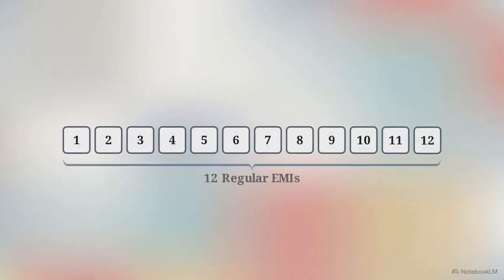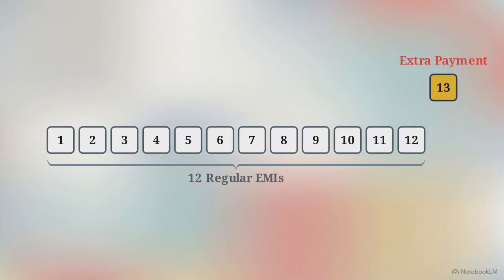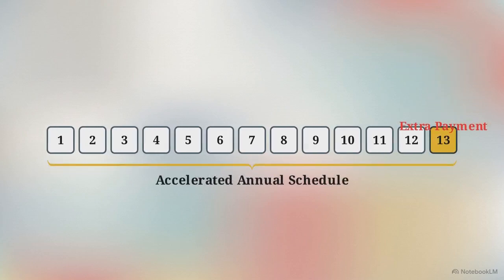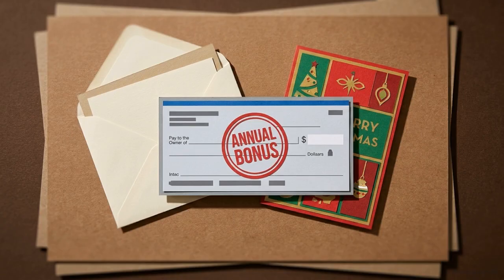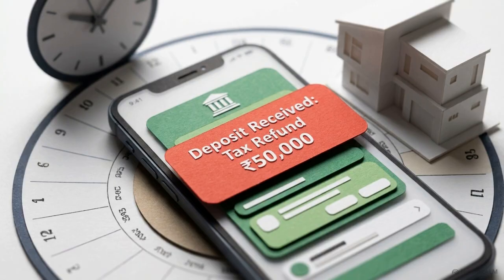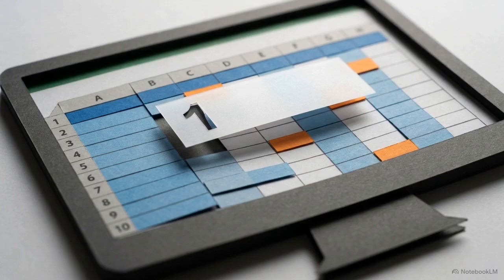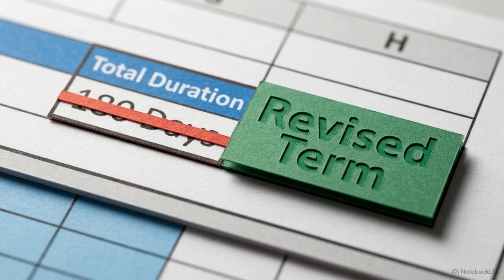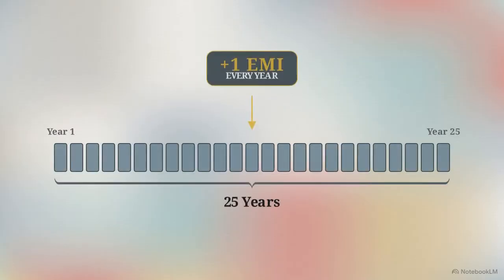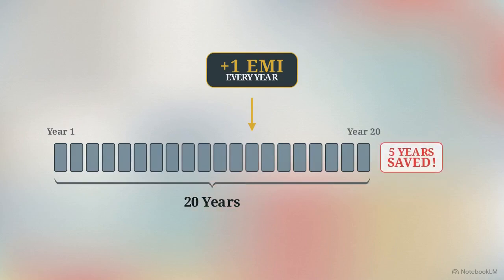Our first strategy is making exactly one extra EMI payment every 12 months. You can fund this using predictable annual windfalls like a Diwali bonus, a tax return, or a maturing fixed deposit. Watch the calculator when we change the extra EMI cell from 0 to 1. The total loan tenure instantly drops from 25 years down to 20. One extra payment a year shaves 5 entire years off your loan.